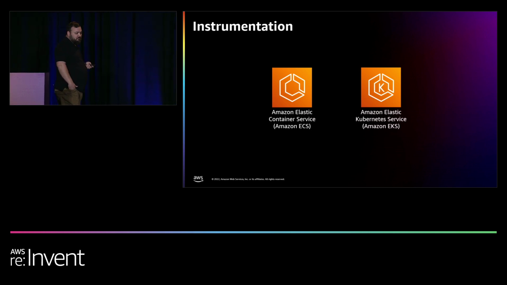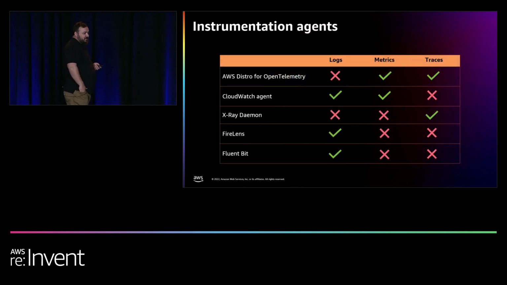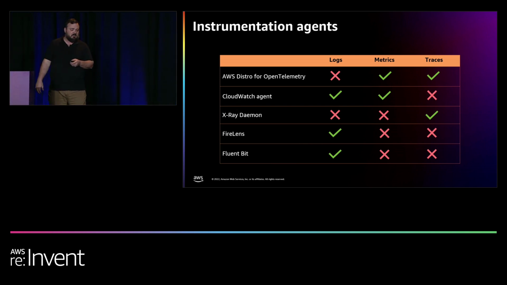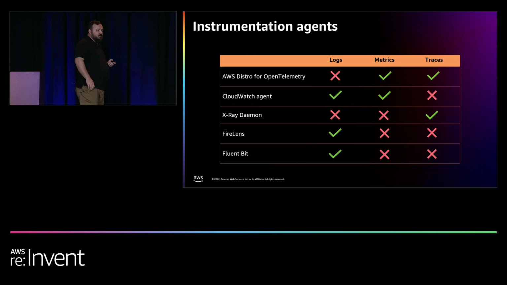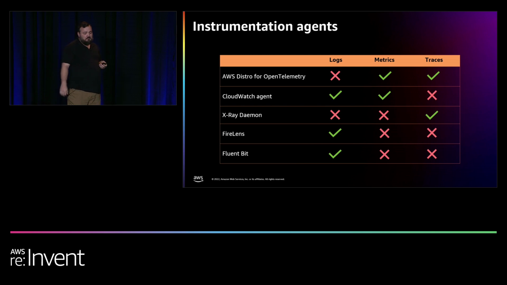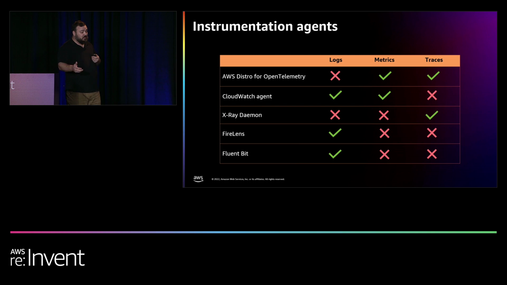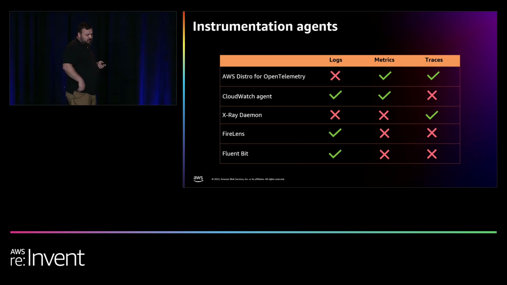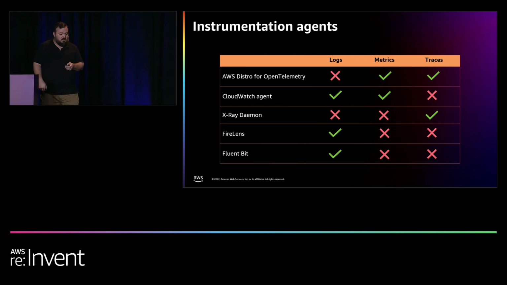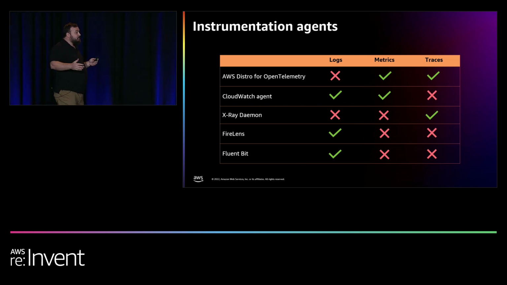What about containers? There's a lot of options out there. I put together this little table of your different options for logs, metrics, and traces. The one thing you'll notice is there's no one solution out there that does all three currently. We have the AWS Distro for OpenTelemetry that collects metrics and traces, but doesn't do logs. The CloudWatch agent collects logs and metrics, but doesn't collect traces. We have things like FluentBit and FireLens. Those are simply collecting logs. They have nothing to do with metrics and traces. So right now, there's nothing that covers all three of these signals.